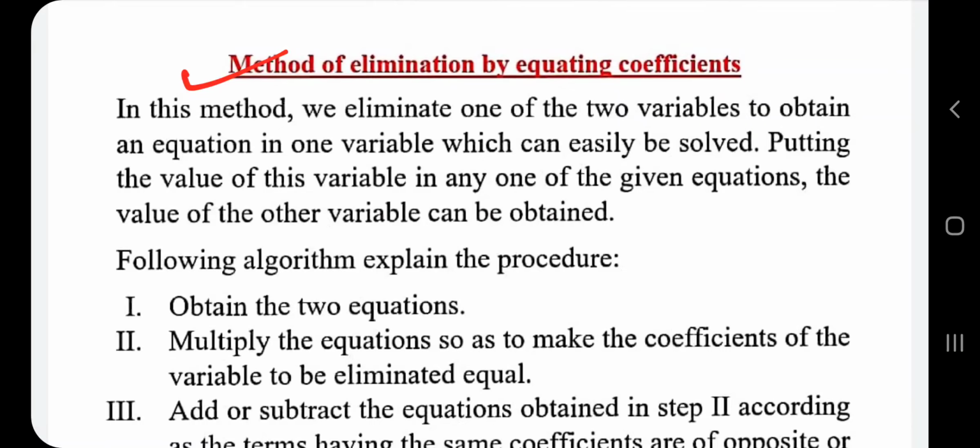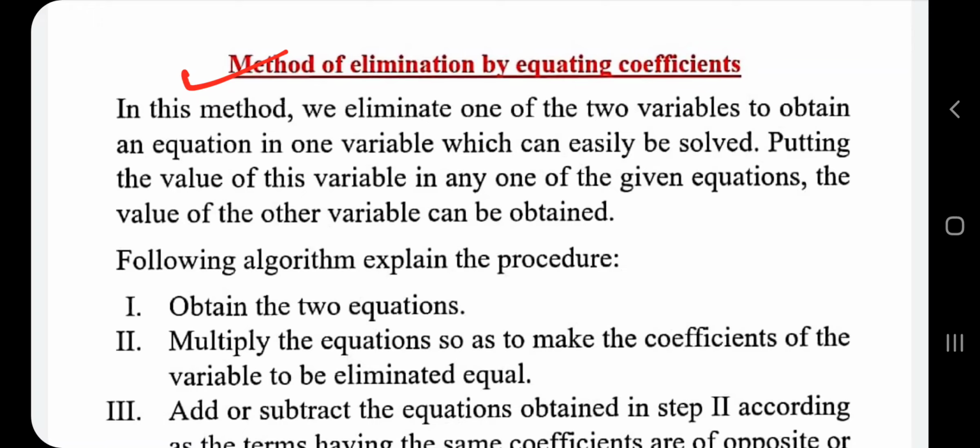See, in the previous method also it was method of elimination by substitution, and here we are doing method of elimination by equating coefficients. So in both of these methods we are trying to eliminate one of the two variables. In the previous method we eliminated one of the two variables by substitution, and here we will eliminate one of the two variables, either x or y, by equating coefficients.